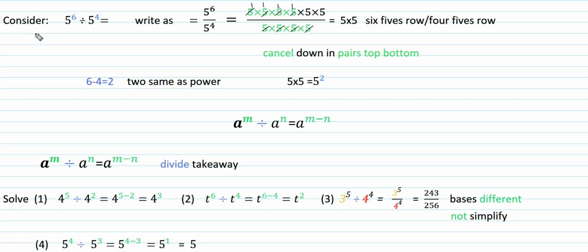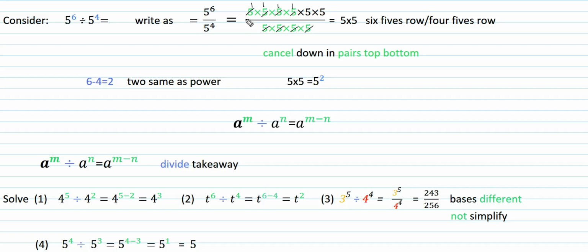Now this is a continuation from the division of indices. If we consider this setup, 5 to the power 6 divided by 5 to the power 4, we can write this as 5 to the power 6 over 5 to the power 4. It's like fraction form, division, so we write it as a fraction.